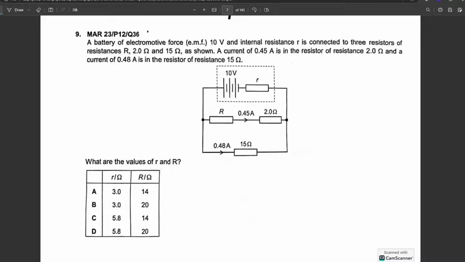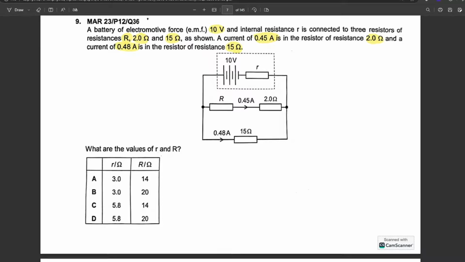A battery of electromotive force 10 volts and internal resistance r is connected to 3 resistors of resistances R, 2 ohms and 15 ohms as shown. A current of 0.45 ampere is in the resistor of resistance 2 ohm and a current of 0.48 ampere is in the resistance of 15 ohm. What is the value of small r and capital R? You have to calculate the value of small r and capital R. How will you do that?